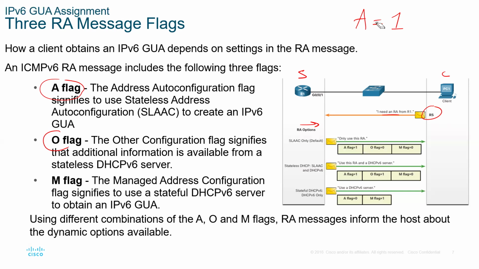So amongst the three methods that we listed, we have SLAAC only, and we have SLAAC with DHCP. Then we have DHCP stateful, DHCP version 6. So this is stateful, this is stateless.